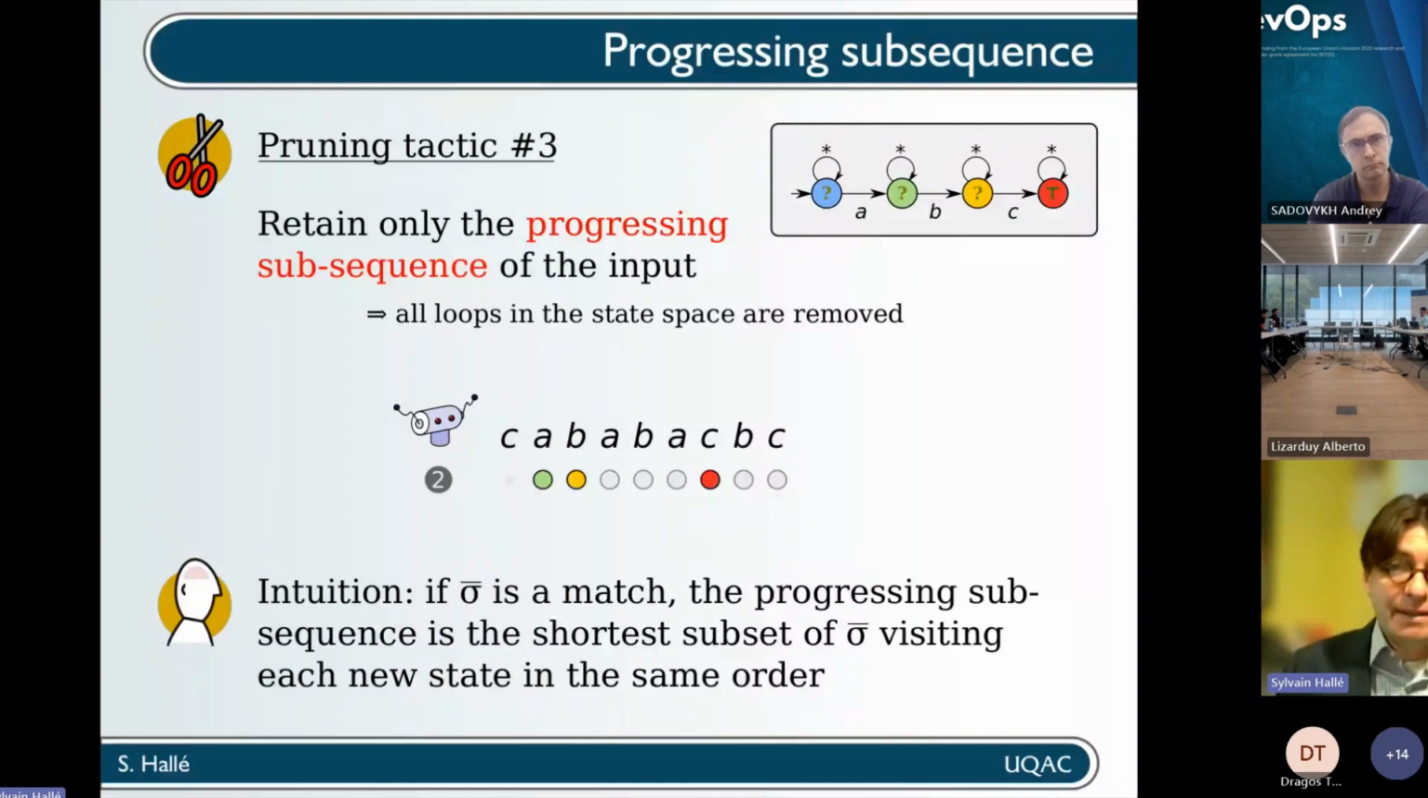And the intuition is that if this sequence is a match, the progressing subsequence is the shortest subset of this stream that visits each new state in the same order. So basically, it's the essential information you need to know in order to witness that the pattern has been observed.